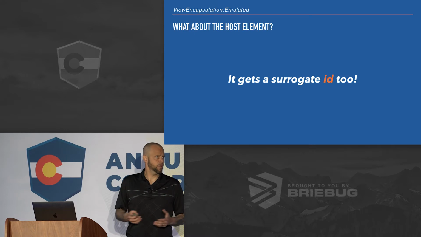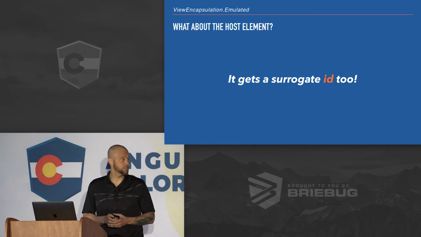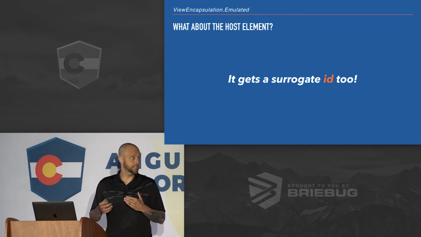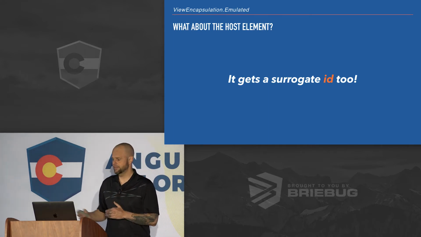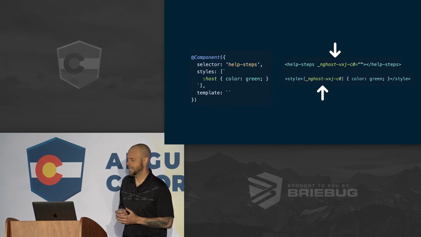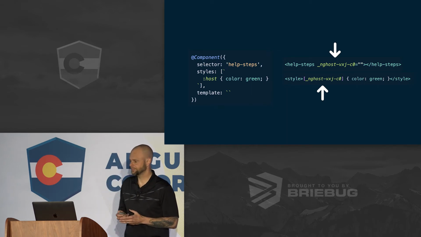You might be asking, hey, Schwarty, what about the host element? Oh, it puts a surrogate ID on that one as well. The host element is the component, the custom element that Angular will create based off of the selector for our component. In this case, we've got help-steps, the component that it creates for that. It'll put this surrogate ID on there, and then if we do any style rules for that host element, it will apply that attribute selector there as well.